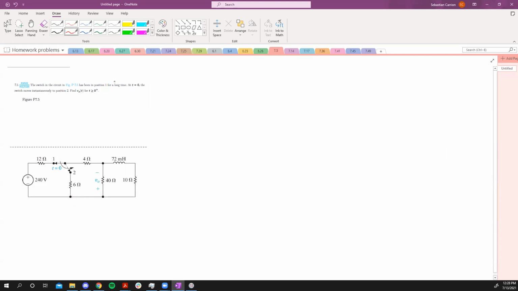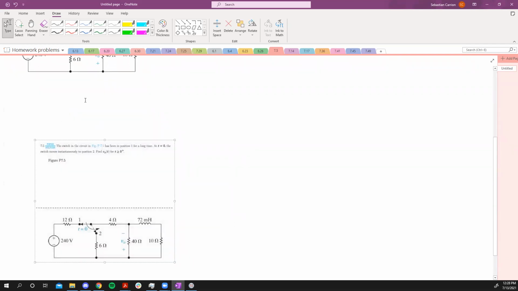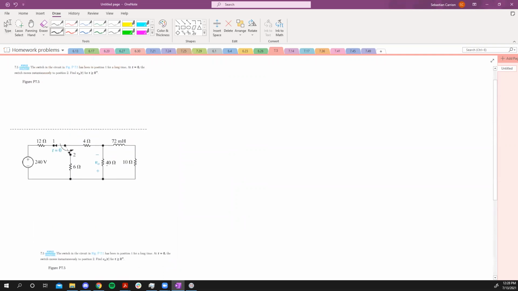So for position 1, we know this inductor turns into a wire. Let me copy two figures. This inductor has no effect anymore. It's like it doesn't exist. Boom, just a wire. And off this, we can just do the circuit analysis. I'm going to redo the figure.